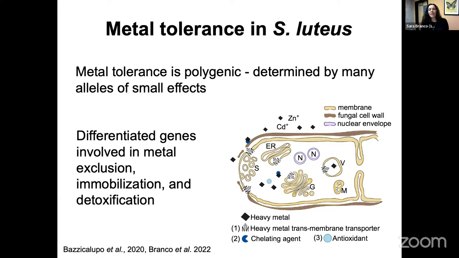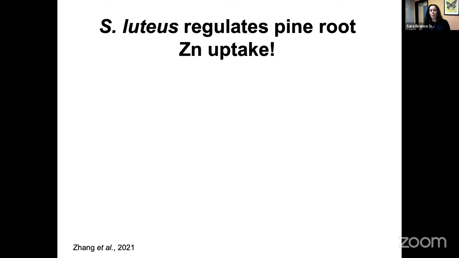Does a metal tolerant Suillus influence in any way the pine trees? We knew from previous assays that when you grow a seedling with a tolerant isolate and you water it with metal, many times the seedlings do better when they have the tolerant isolates than when the tolerant fungus is not present.